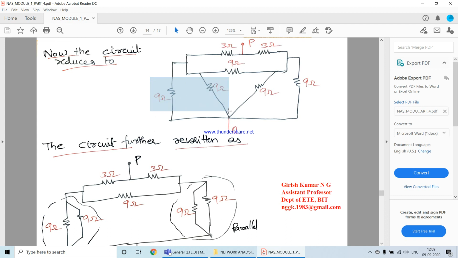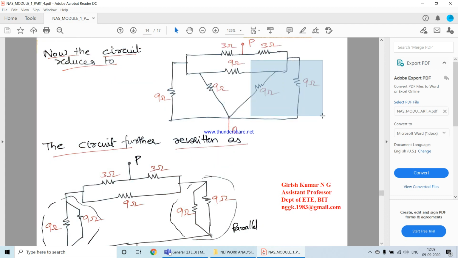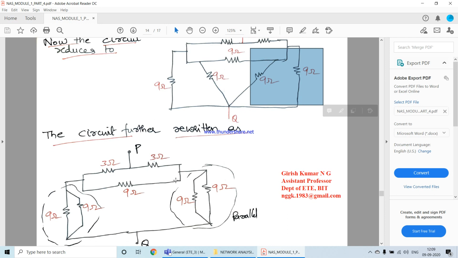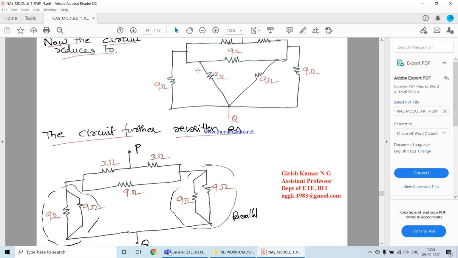These two 9 and 9 are lying in parallel. And again, these two 9 and 9 are again in parallel. So I will rewrite this circuit in this way, where 9 and 9 are in parallel, because this complete node is equal, means it is connected.